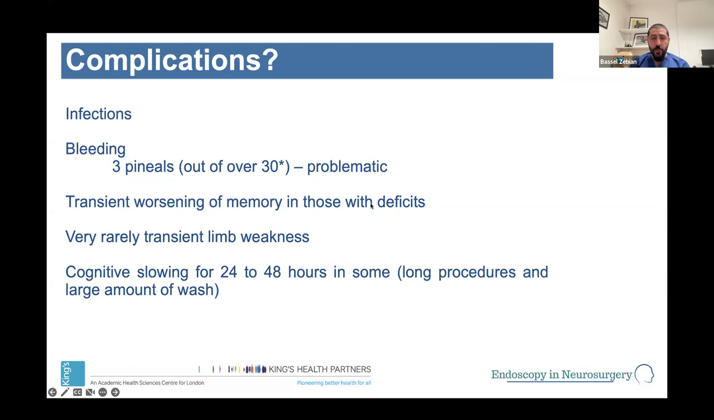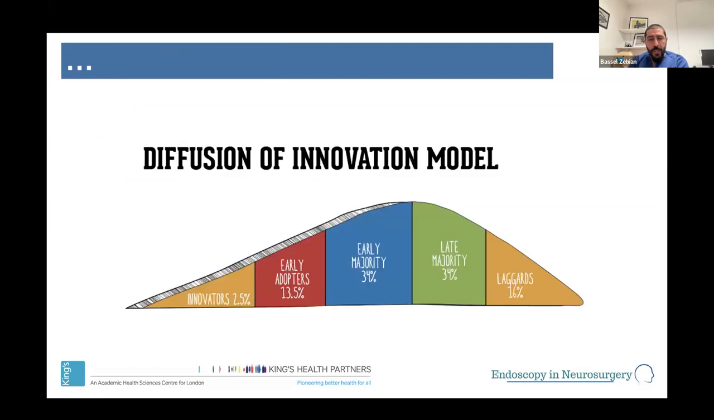I've had some transient worsening of memory in those who already have deficits, but this has always recovered. We've had some transient limb weakness when I first started doing the transcoroid approach, probably because of pressure on the thalamus. The cognitive slowing for 24 to 48 hours, I'm sure, is due to the wash and the fact that it's a long procedure. So is it really still an innovation as such?